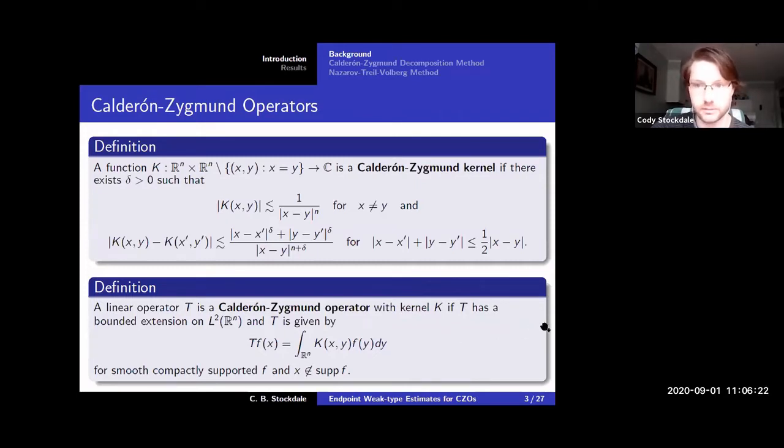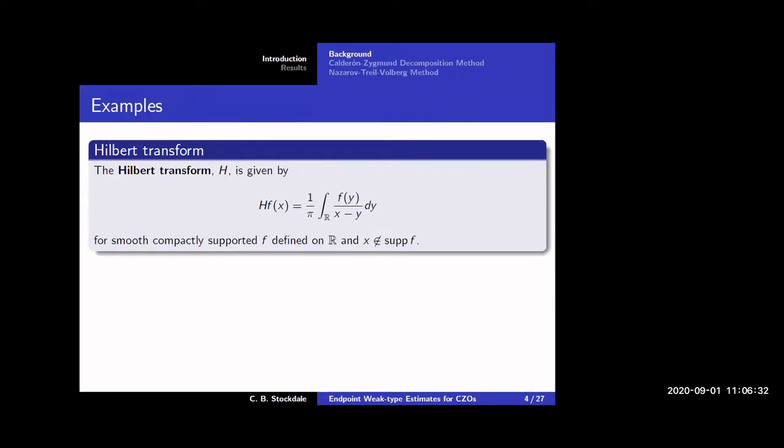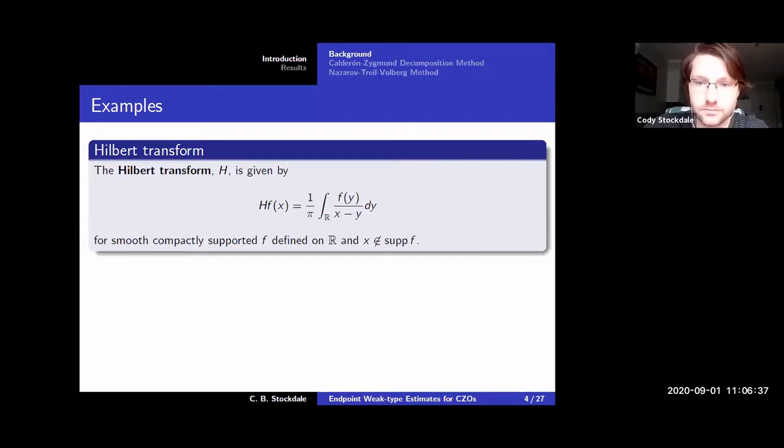And let's talk about a couple of examples that we might be familiar with. The first one is the Hilbert transform. So this is just defined by convolution with the kernel function 1 over x. So it has this form, and you can see easily that our kernel function is 1 over pi times 1 over x minus y, which satisfies the previous conditions in dimension n equals 1. So this is just defined on functions on the real line.